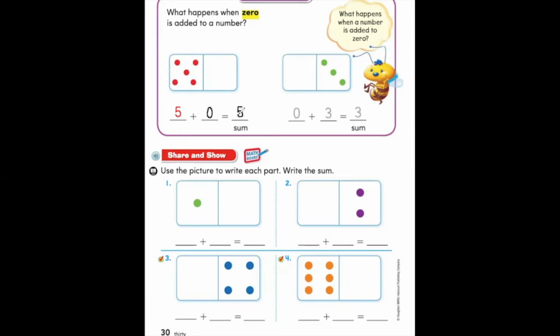What happens when 0 is added to a number? Well, we see here that when we add 0 to a number, the sum is still that number. 0 does not change the number.